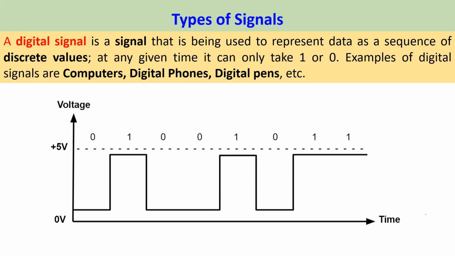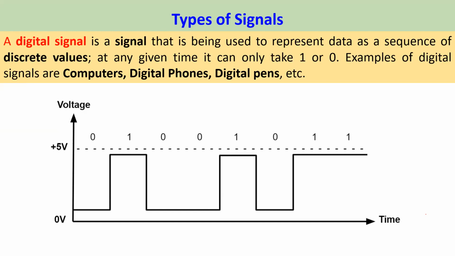At any given time it can take only 1 or 0. These two states: one state is 1, the second state is 0. Here are some examples: all digital devices. Nowadays we can find digital devices everywhere, and all of them produce only digital signals, such as computers, digital phones, digital pens. Whatever the name starts with digital, these devices produce digital signals. That's about digital signals.